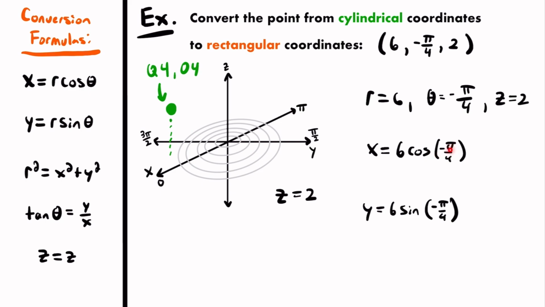Now, cosine of negative pi divided by 4 is equal to the square root of 2 divided by 2. So this will be equal to 6 times the square root of 2 divided by 2. And 6 divided by 2 is 3. So this is equal to 3 square roots of 2.